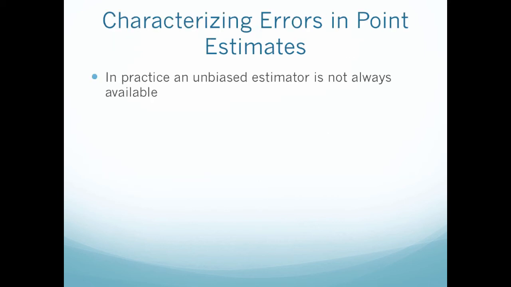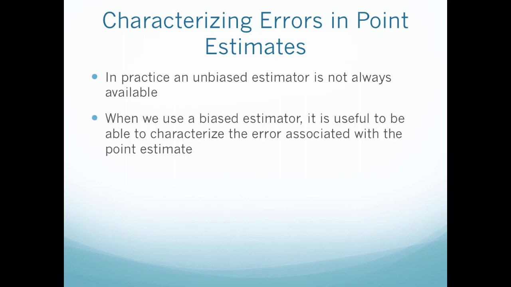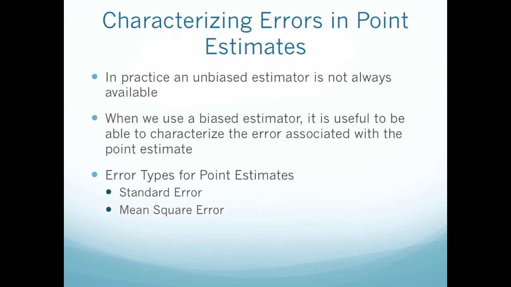In practice, an unbiased estimator is not always available. So when we use a biased estimator, it's useful to be able to characterize the error associated with the point estimate. There are different types of errors associated with biased point estimates as well. We have the standard error and the mean square error. The standard error once again comes from my variance, and the mean square error, however, this time incorporates my bias into it.